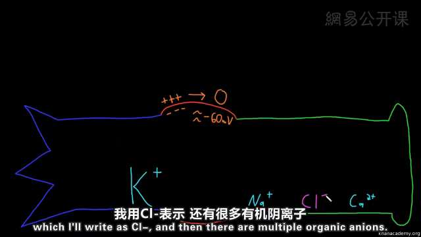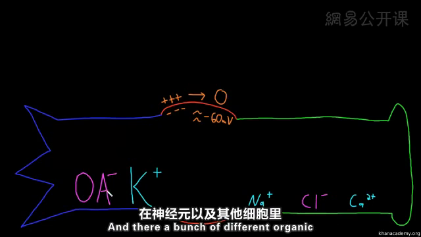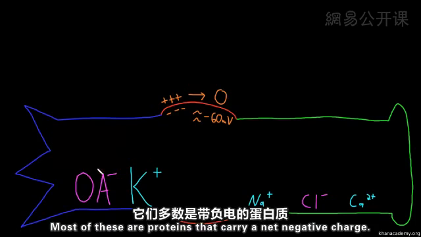as Cl-, and then there are multiple organic anions. And so I'll just write OA- to stand for organic anions. And there are a bunch of different organic anions inside neurons and other cells. Most of these are proteins that carry a net negative charge.